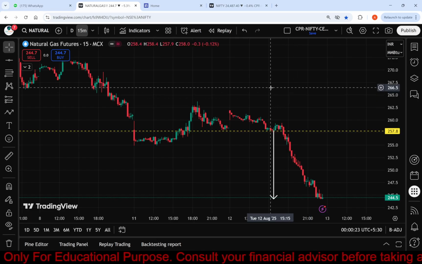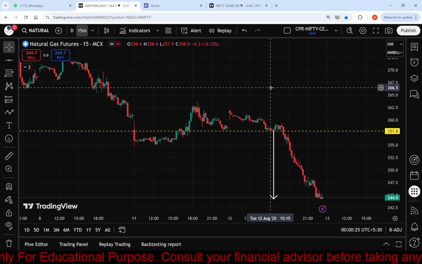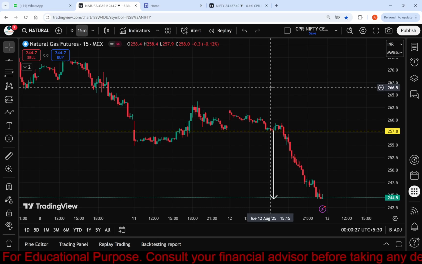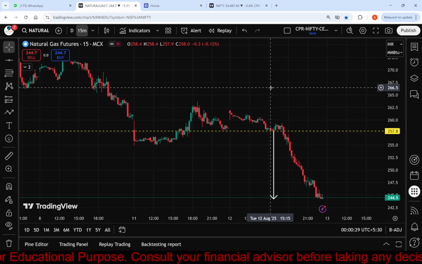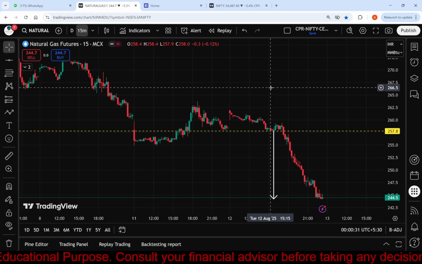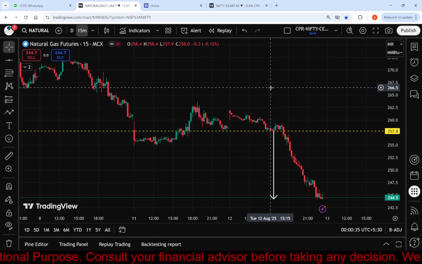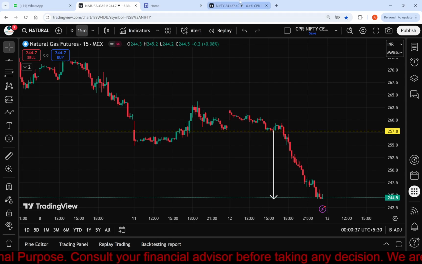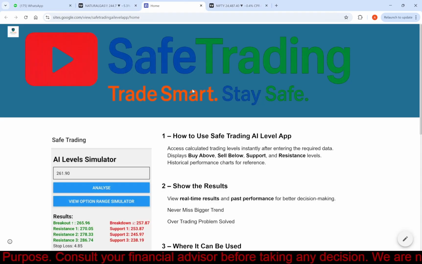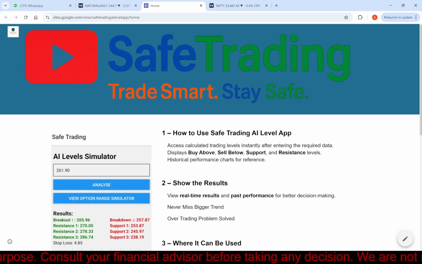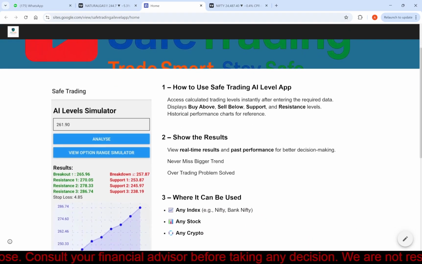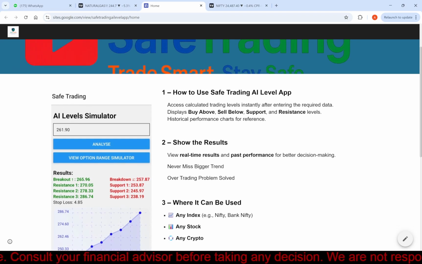It means you have definitely installed the Safe Trading AI level based app and now you want to know how you can use this app or how this app is going to help you in trading. I'm Ankush, and I'm going to answer all your questions here. I have already created the topic list and we'll go through it one by one.